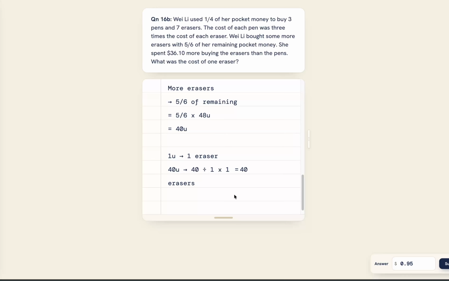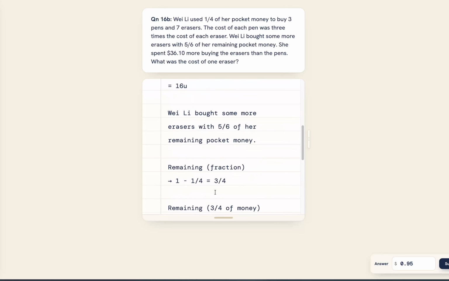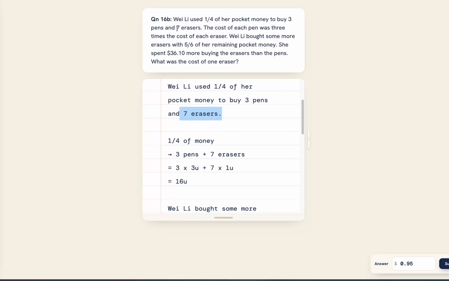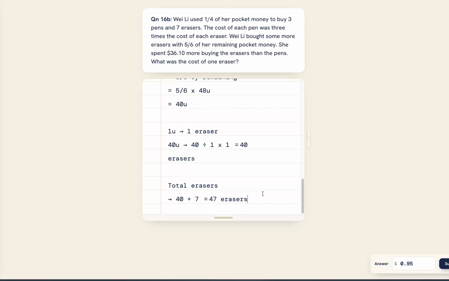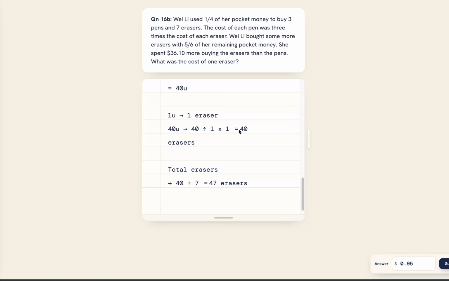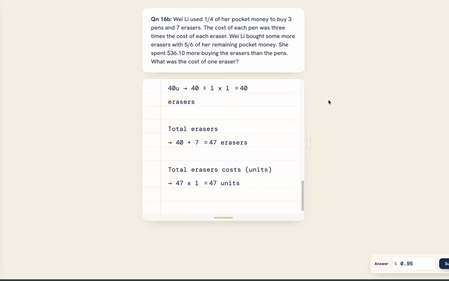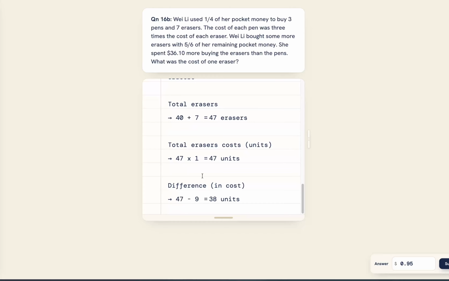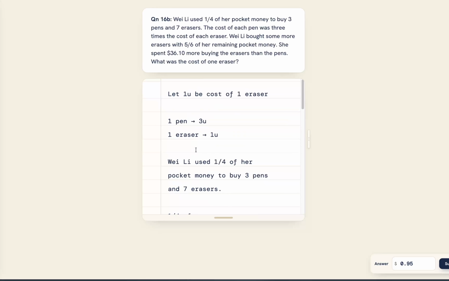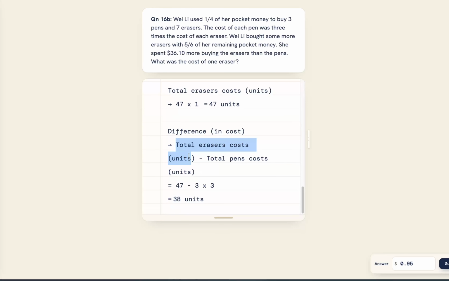So the total erasers will be the 40 erasers plus the 7 that he bought in the question earlier, and the total will be 47 erasers. So therefore, the total eraser cost will just be 47 times 1 unit, which is 47 units. So the difference in cost would then be 47 units of total eraser cost minus the 3 pens that it has, which in this case is total eraser cost minus total pen cost, which is 38 units.